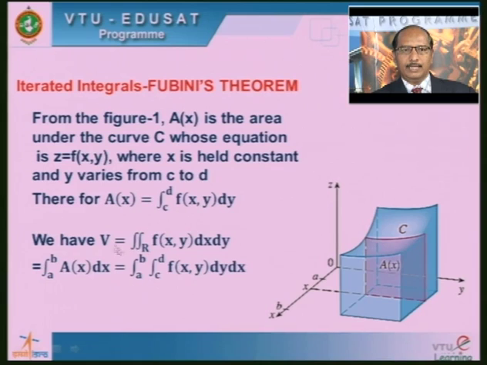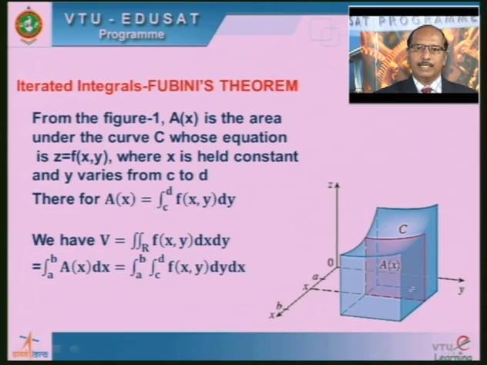See here, A(x) is denoted as the inner integral from c to d of f(x,y) dy. So that is the plane area. A(x) is the plane area where x is fixed here. This is the x axis. x is fixed, held constant. y is varied from y equal to c to y equal to d, that gives the plane area under the curve C. Then the volume is nothing but this plane area covered over the entire x limits.